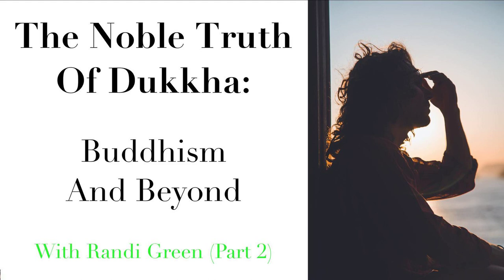I'll just go really briefly through the other noble truths. The second noble truth is the noble truth of the cause of suffering, and the third noble truth is the noble truth of the cessation, or ending, of suffering. The fourth noble truth is the path, the way out, or the way towards the cessation of suffering.